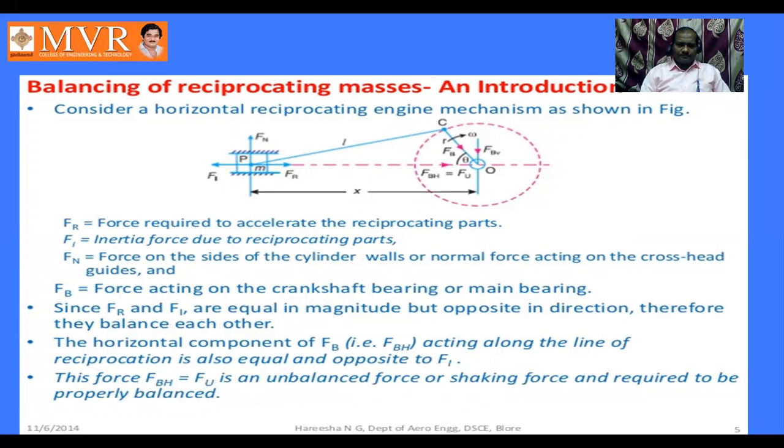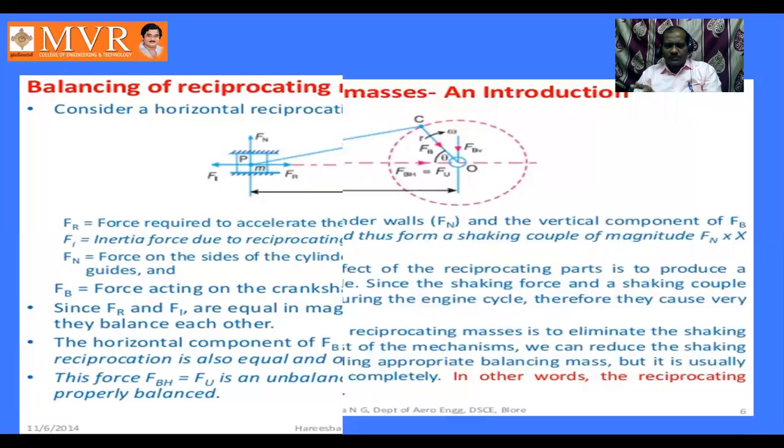So if you observe, as per the previous slide, the notations are given clearly. I told you normal force is there, inertia force is there, and the accelerating force, that is Fr. Fb is the force at the crank. Here the vertical component is there, and the horizontal component is there. The unbalanced force is Fu. This has to be balanced, and that is going to be called a shaking force. So this is the notation which you have to remember first. After drawing the diagram, you have to go for this.